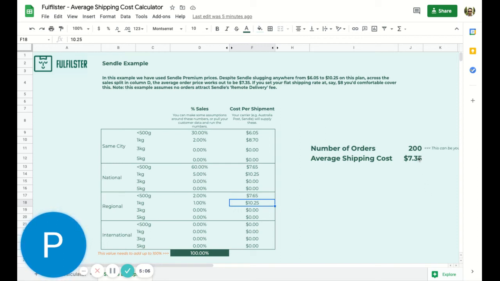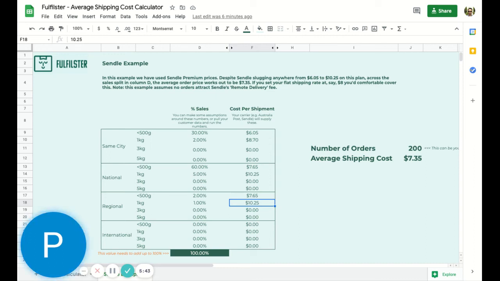As we can see here, $7.35. If you were to charge a flat rate of say $8 or $8.50, that's probably going to be quite acceptable for your customer. But at the same time, it's going to cover your average shipping cost. Keep in mind that the 30% of orders under 500 grams in the same city are going to be subsidizing those customers that are costing you more. So if you went in at $8.35, you're building in that little bit of extra to cover packaging and things like that potentially.